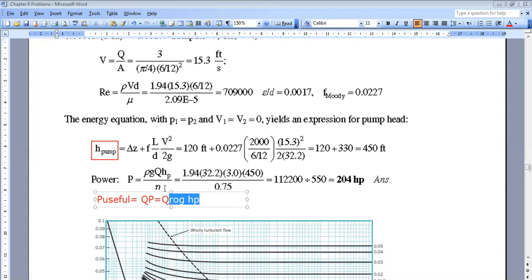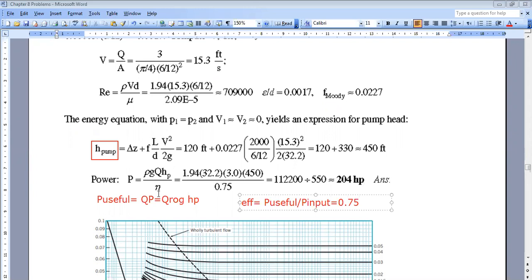So this is the useful power of the pump. Now, since they need the total power and the efficiency is given, I can say that the efficiency is equal to the useful power, P useful, over P input. Since I know P useful and the efficiency, which is 0.75, the power that should be delivered to my pump is gamma Q H pump over the efficiency. In this way, I calculated the power needed to drive my pump.